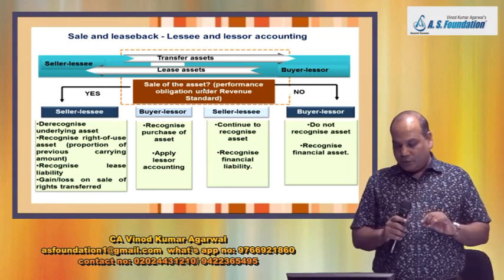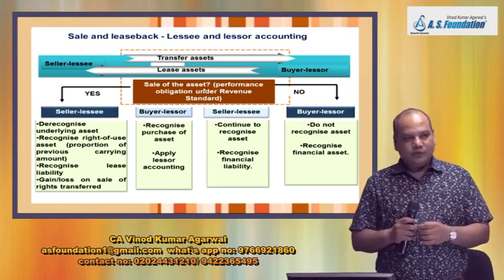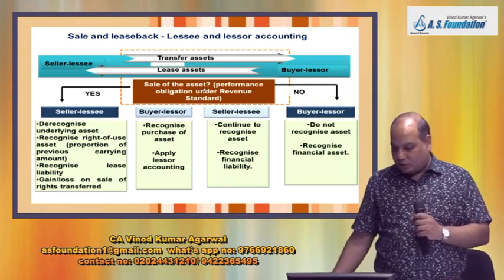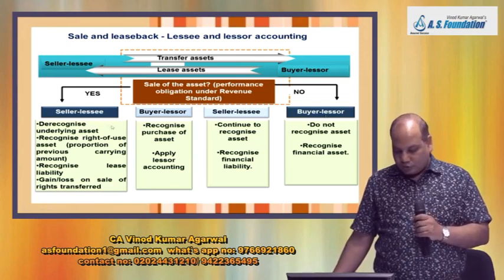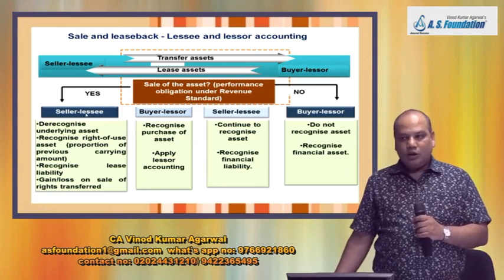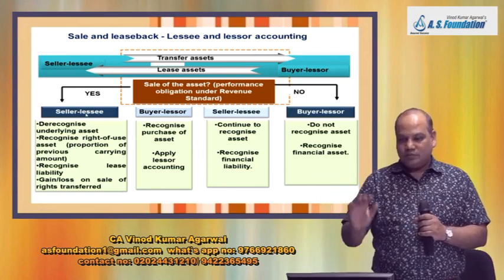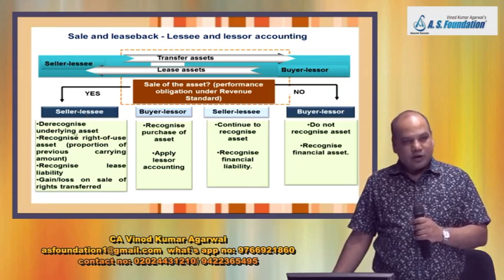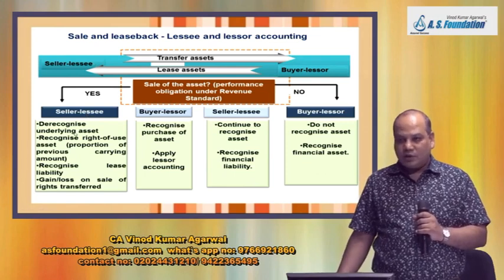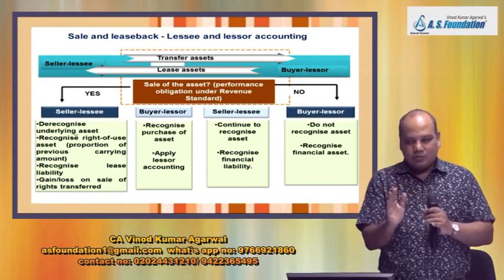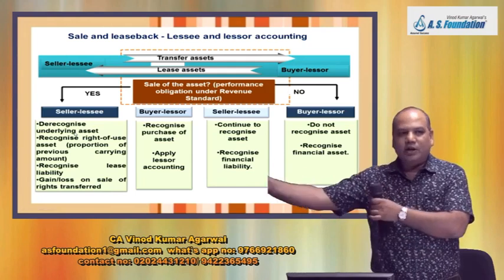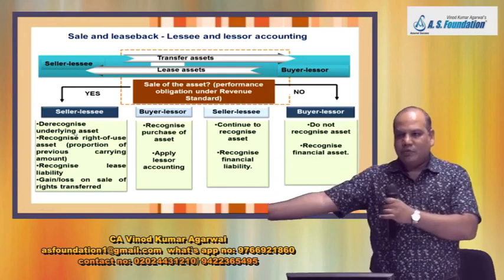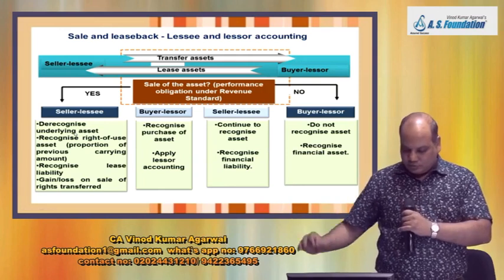But if it is not a sale, then the treatment is different. Now, if it is a sale, you come to the left side. In the books of the seller lessee, that is the party who is selling, you will have to derecognize the underlying asset. So, suppose a machinery is transferred, the machinery account will be credited by the book value.